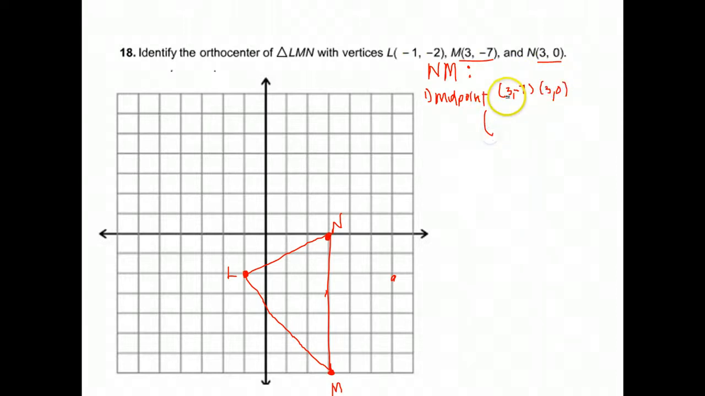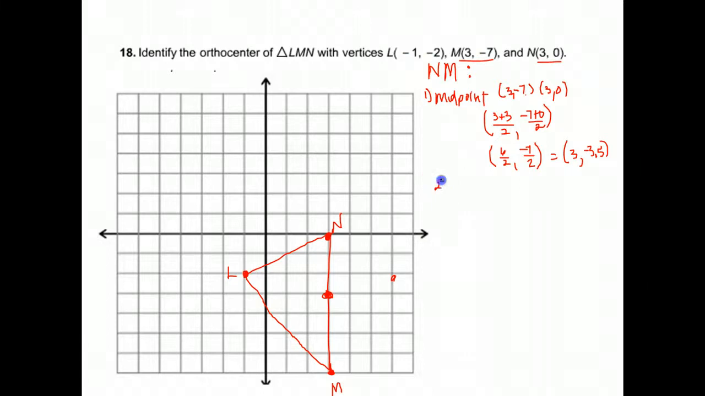For midpoint, you add the x's and divide by 2, so 3 and 3. And add the y's and divide by 2, so -7 and 0. 3 plus 3 is 6 over 2. -7 plus 0 is -7 over 2. And if I simplify, 6 divided by 2 is 3. -7 divided by 2 is -3.5. Okay, so we know here, right there.